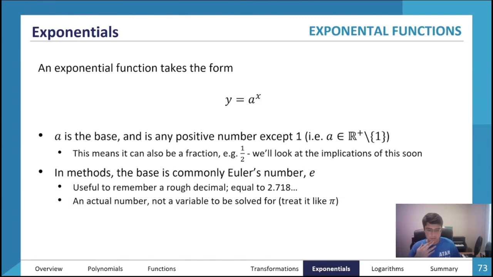So the way you want to treat this number, first of all, in methods is remember that it represents an actual number. So this number is roughly 2.718. Just remember that it's a number between 2 and 3. That'll get you by. The second thing is because it's an actual number, it's not a variable to be solved for. So just like with pi, which you may have run into when dealing with circular functions, you never actually solve for pi. Pi is a number, it's equal to 3.14. The same thing with Euler's number.